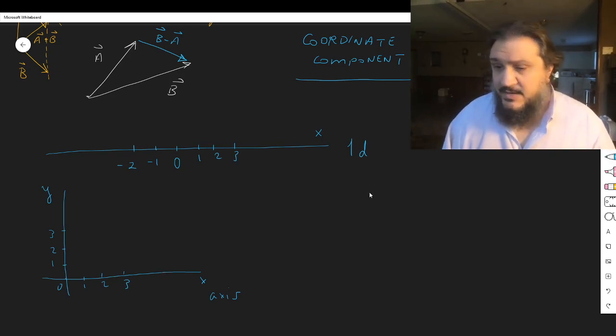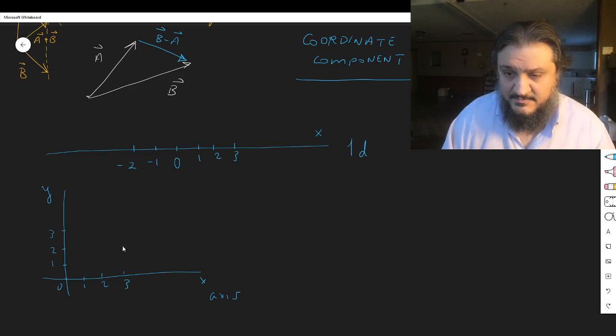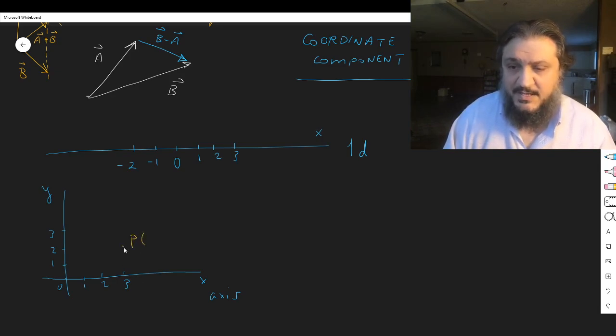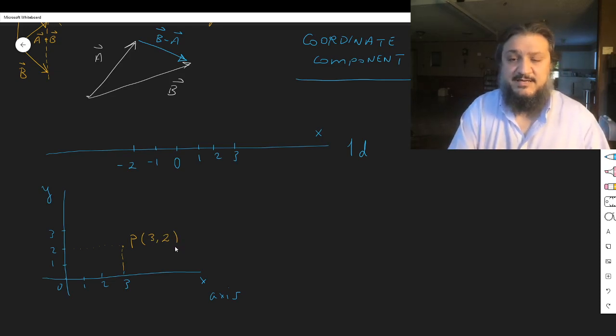So I pick a point here, let's say right there, point P. Point P here, I find the projection of this point onto these 2 axes, and I call them x and y. In this case, it'll be 3 and 2, right? Point P, x, y.